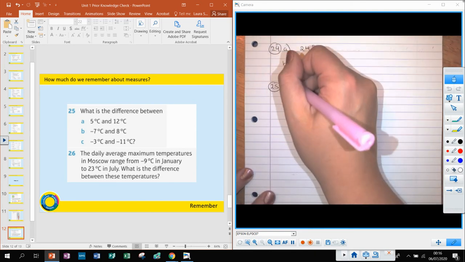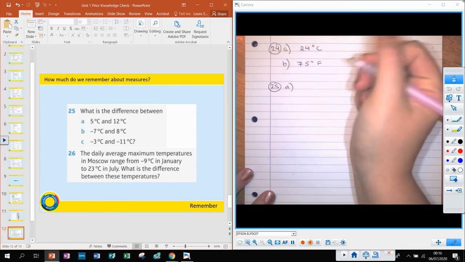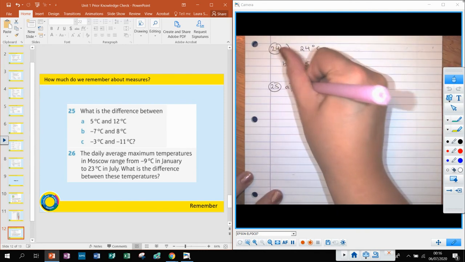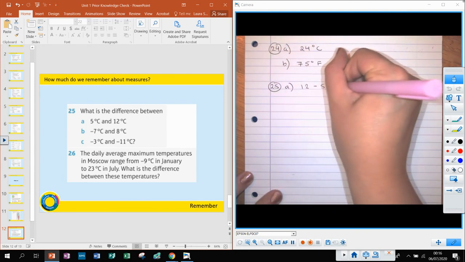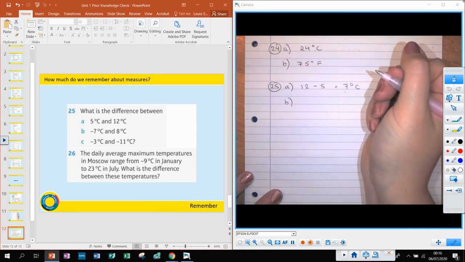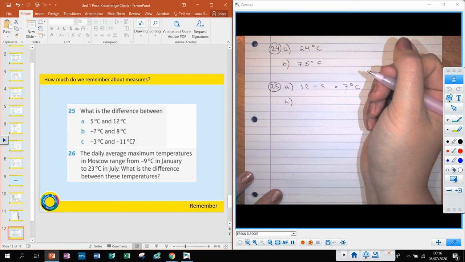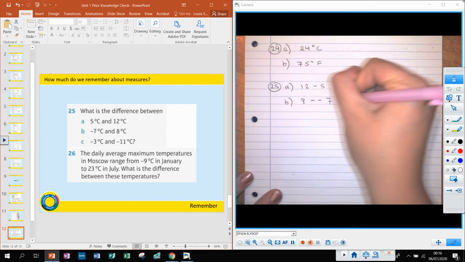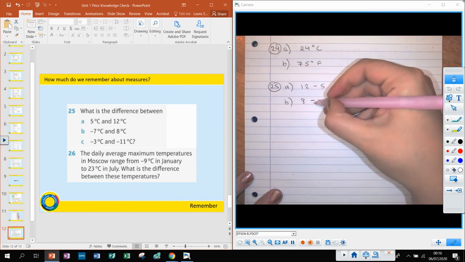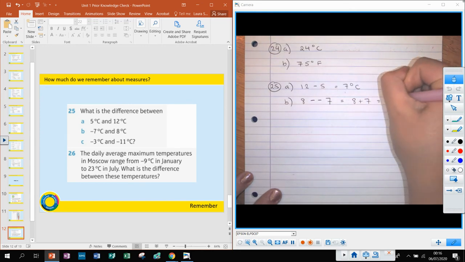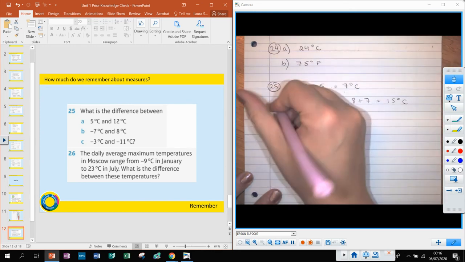Okay, so we've paused and had a try. Let's take a look. So for part A, it's saying what is the difference between 5 degrees and 12 degrees. Well, 12 take away 5 is 7 degrees Celsius. Part B, the difference between 8 degrees and negative 7. 8's the larger one. We are taking away negative 7 for the difference. Remember, when we take away a negative, it's the same as plus. So that's 8 plus 7, which is 15 degrees Celsius.